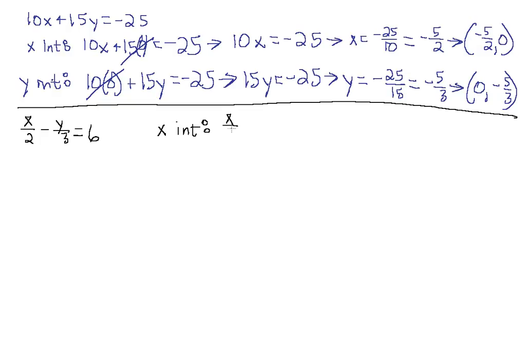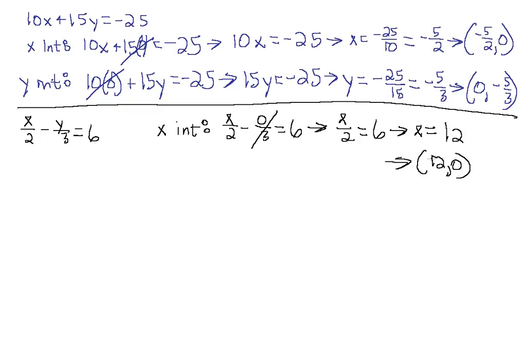So we have x over 2 minus 0 over 3, which equals 6. 0 over 3 is just 0. We have 0 in the numerator, which is perfectly fine. This gives us x over 2 equals 6. Remember, this is just 1/2 x, so the reciprocal of 1/2 is just 2 over 1, or just 2. So multiplying both sides by 2 will give us x equals 12. And our x-intercept will be 12, 0, because 12 is the x value when 0 is substituted in for y.